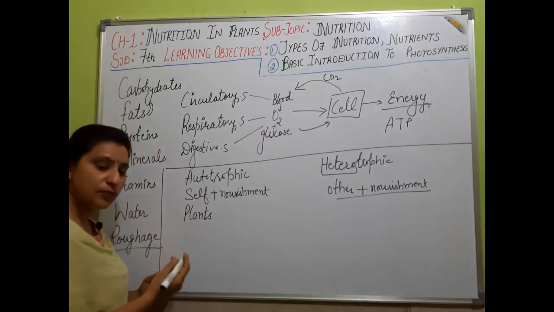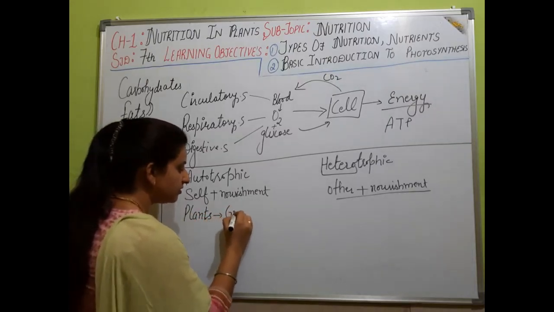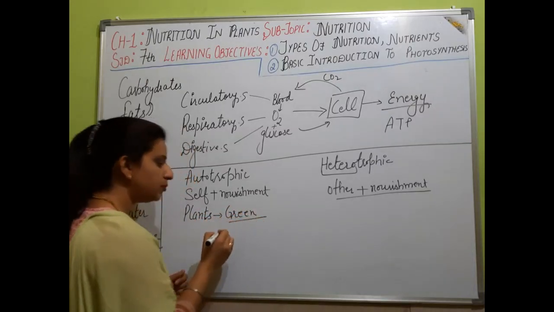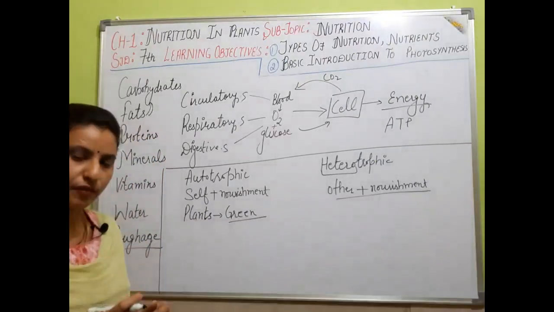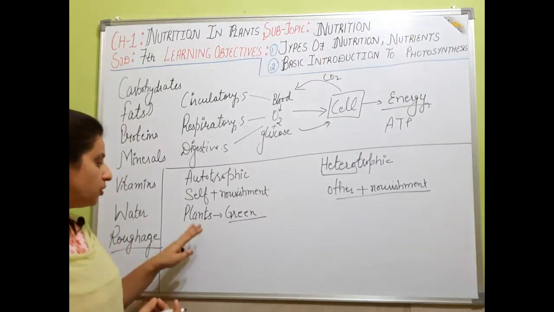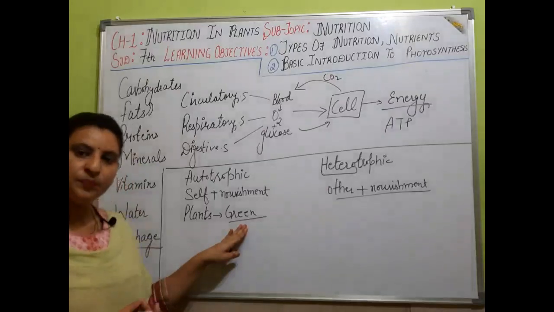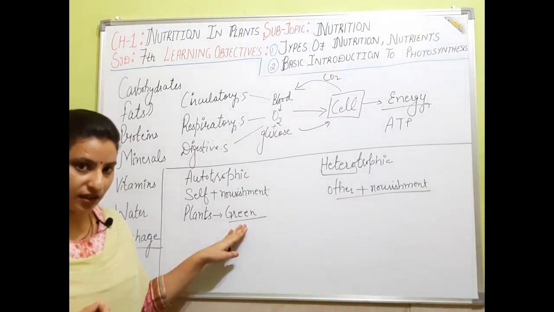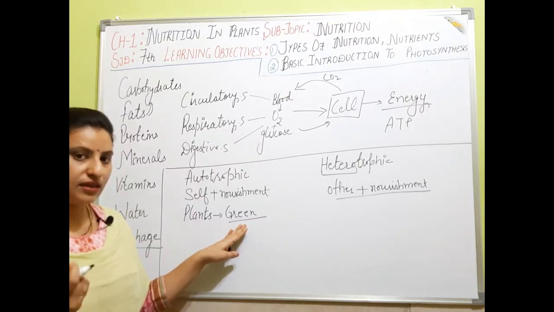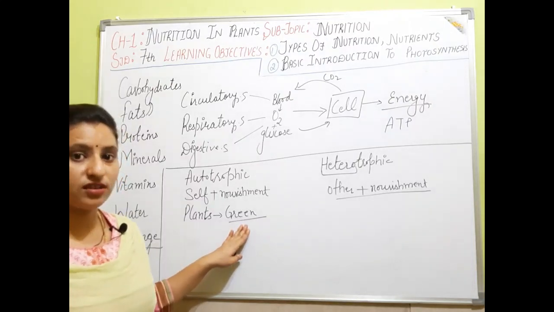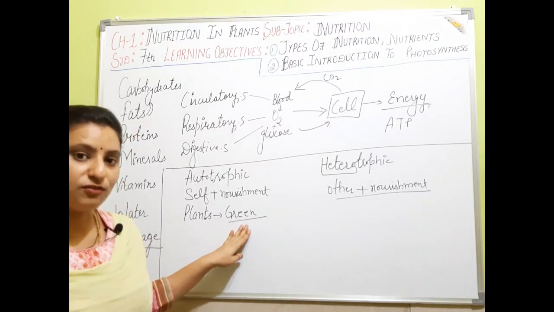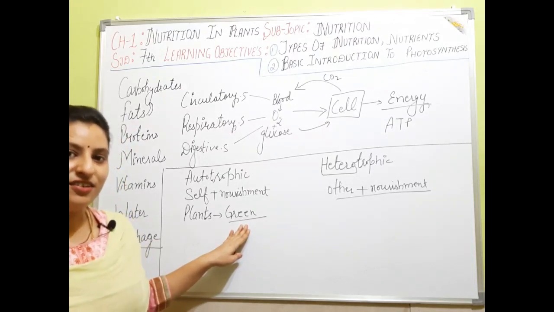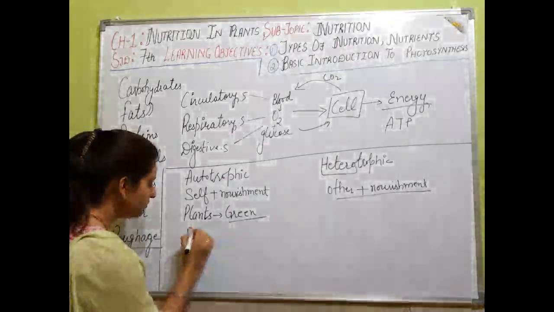Plants, but mainly which type of plants? Green plants. Why are they green? Because they have chlorophyll in them. We will discuss it later on. So plants which are green in color undergo the process of food making. And can anybody guess what that process is called? We are learning it from many years. Right, that is photosynthesis.